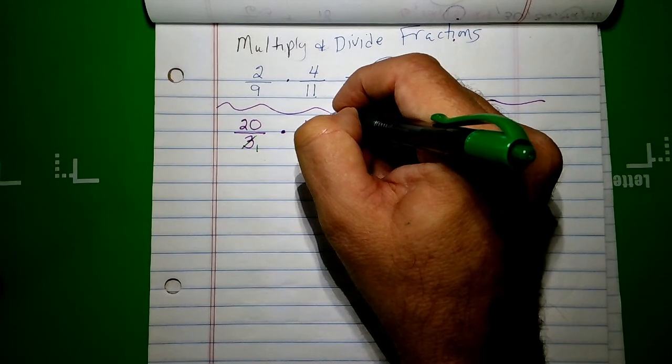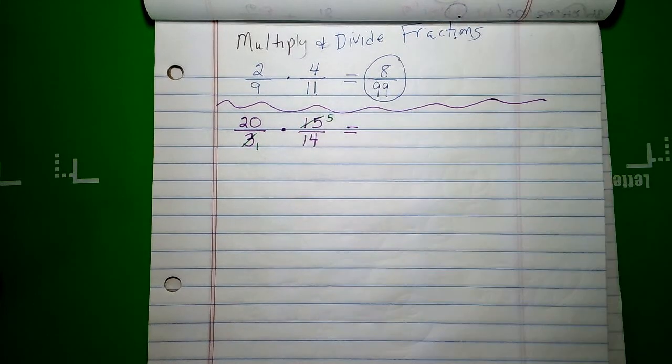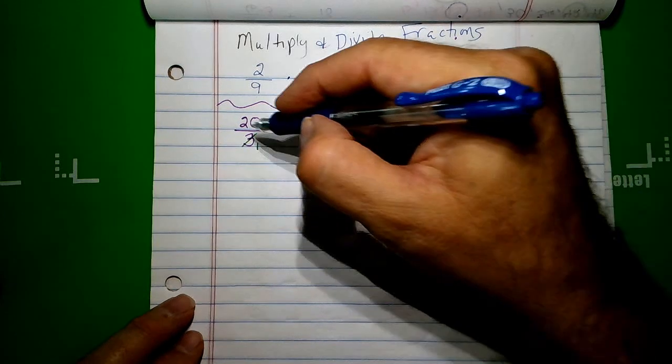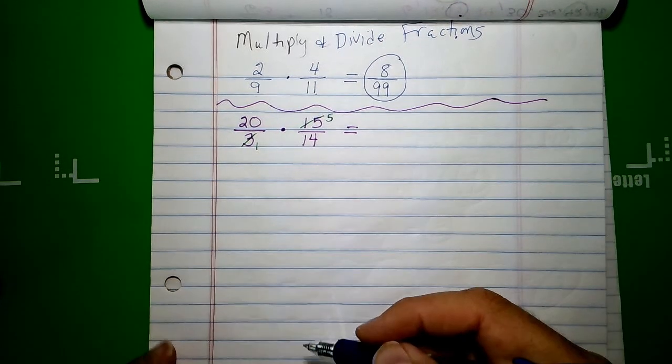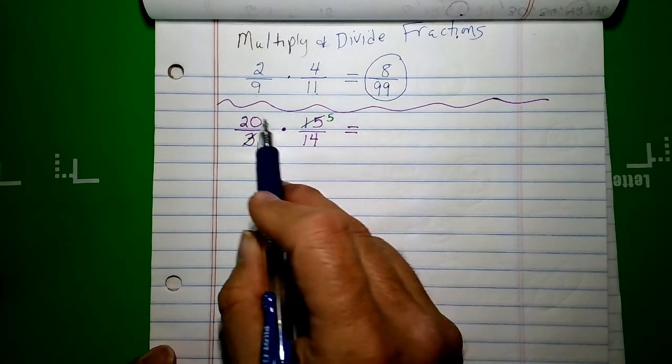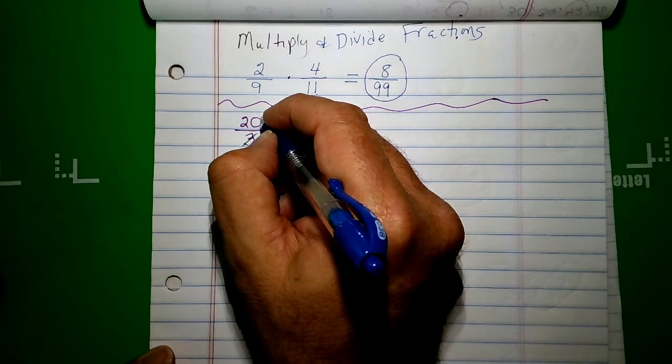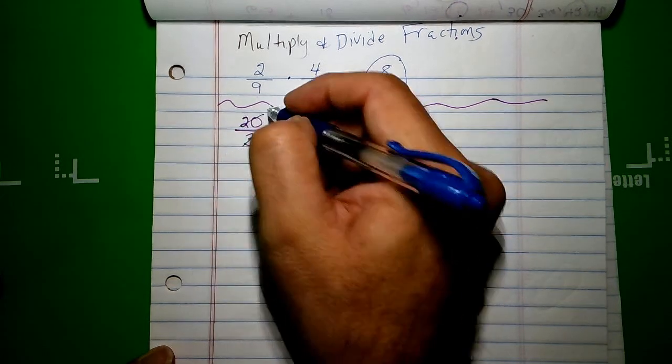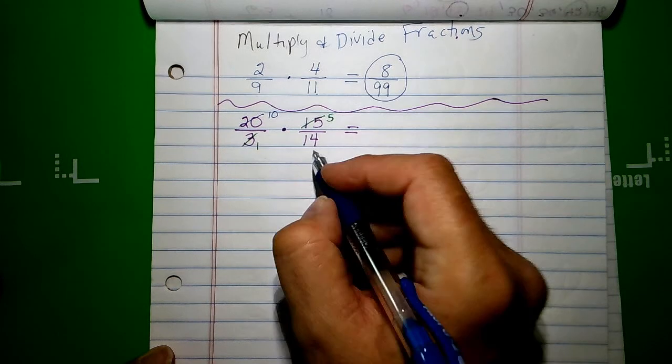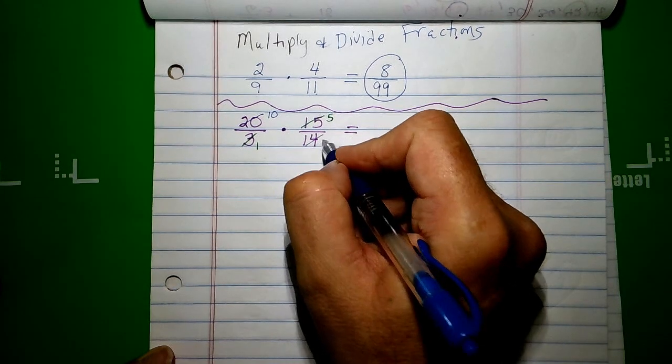This 15 divided by 3 would be a 5. Now let's try with the 20 and the 14. What number divides into both 20 and 14? Well, 2. 20 divided by 2 would be a 10. 14 divided by 2 is a 7.